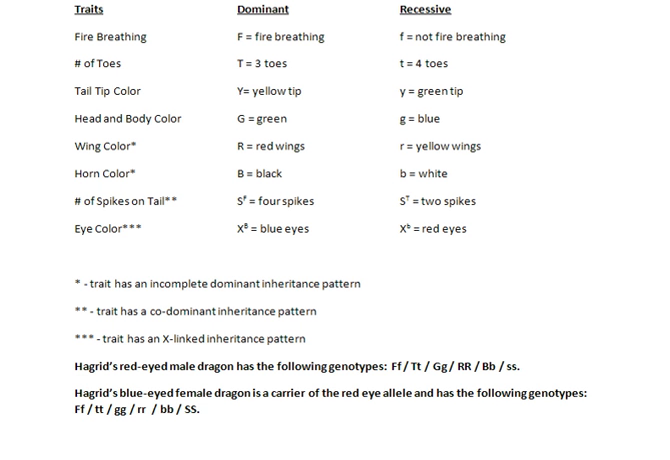With the number of spikes on the tail, that is actually a codominant trait, so there is no recessive, so that's why both letters are capitalized, and they have a superscript. The dominant allele, SF, is going to be 4 spikes. The ST is going to be 2 spikes. If you have a heterozygous, meaning they have 1 SF and 1 ST, then they're going to have 6 spikes.